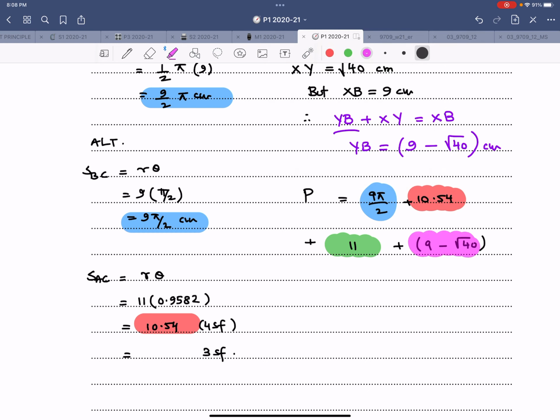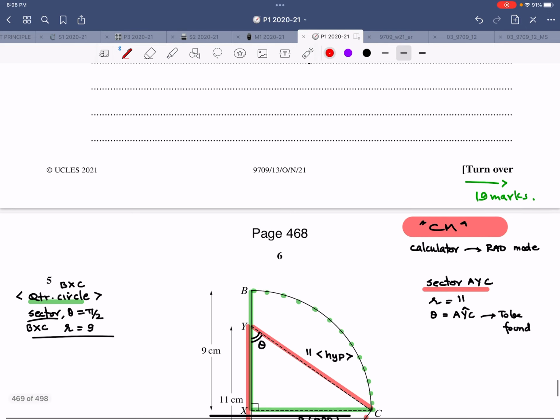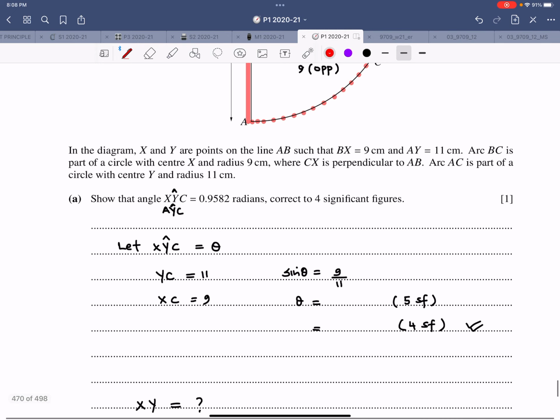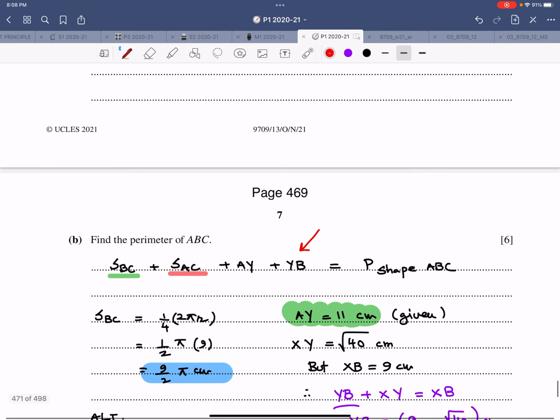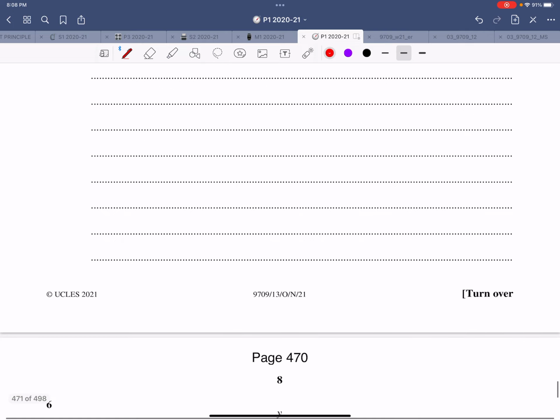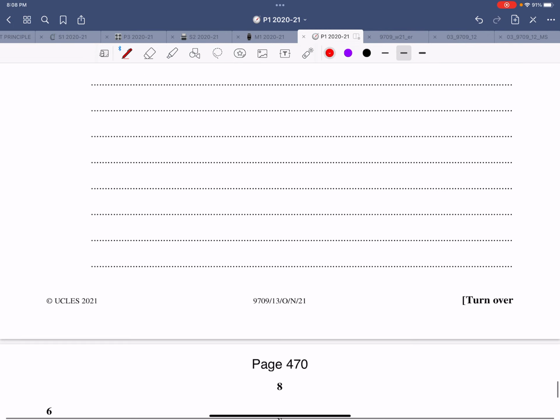So you add it all up. Of course, you would be using a calculator over here, but just once. And this would be 4 significant figures, and the final answer should be in 3 significant figures. So up till here, this is 26 marks.